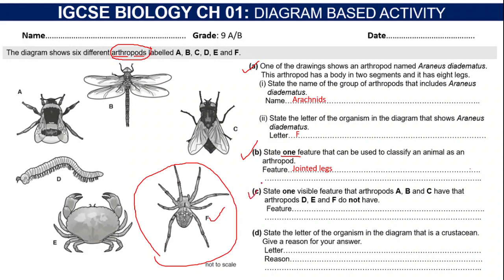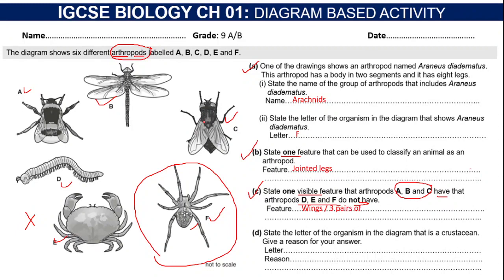Let's see now the C part. State one visible feature that arthropods A, B, and C have, but arthropods D, E, F do not have. They don't have, but these three have. A, B, C have. So what is the feature? Yeah, we can observe clearly they have wings. Number one, they have wings.